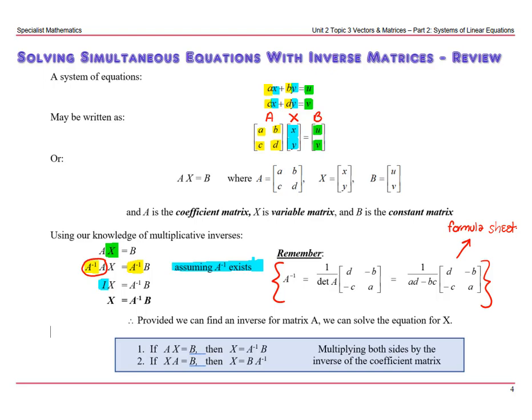Now, provided we can find an inverse for matrix A, we can solve the equation for X. Additionally, if AX equals B, then X is A to the negative 1 B, or the inverse of A times B. If XA equals B, because we're going to have to post multiply, X is B times the inverse of A.